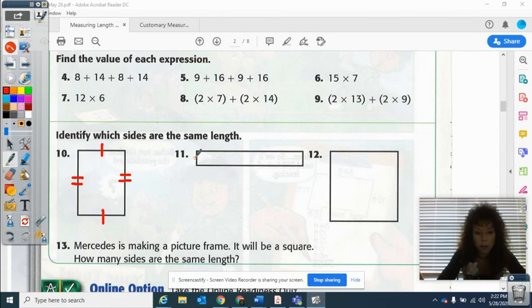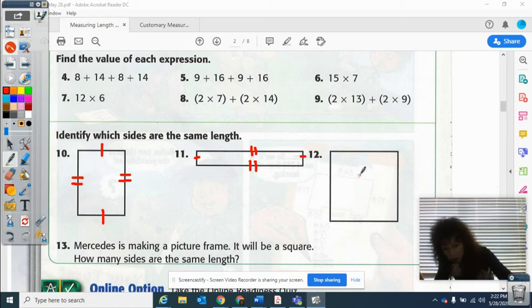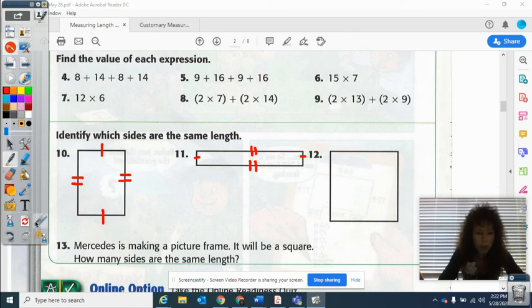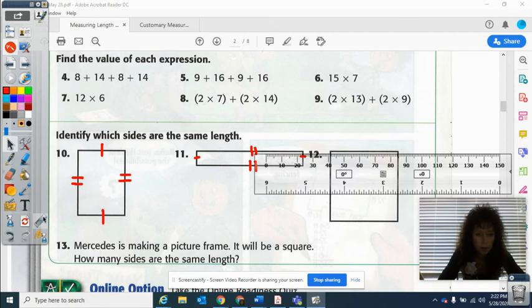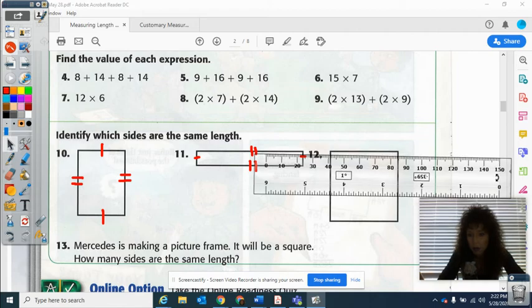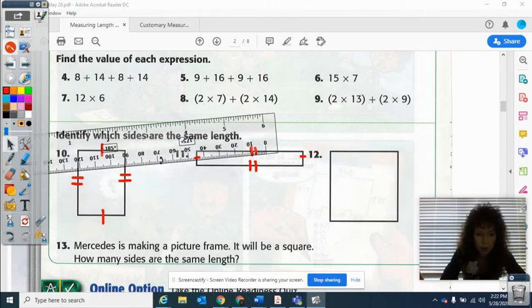Okay, here we have this side is congruent, or the same length, as that side. And this side is congruent or the same length as this side. Now, this one almost looks like a square. I could measure the sides, so why don't I try to do that? I'm going to get my ruler. It's set up, it has centimeters on top. Well, actually, it's millimeters. So I'm going to rotate this around.